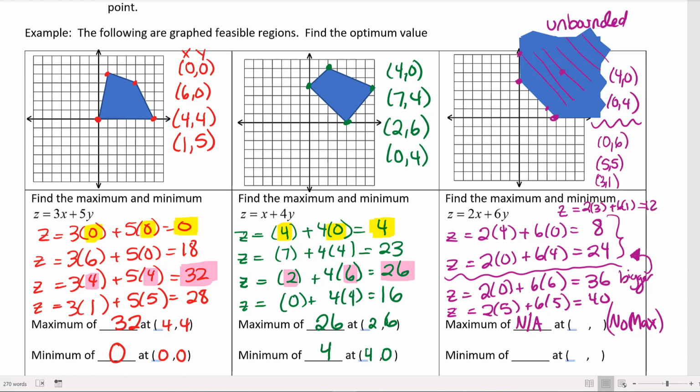I am pretty sure that my minimum is correct in saying that it's happening at a corner point and it happens at (4, 0). Remember, the minimums and maximums can only happen at the corner points. So I do have a minimum of 8 and it occurs at (4, 0). No maximum because it's unbounded and it keeps getting bigger and bigger as you keep going out.